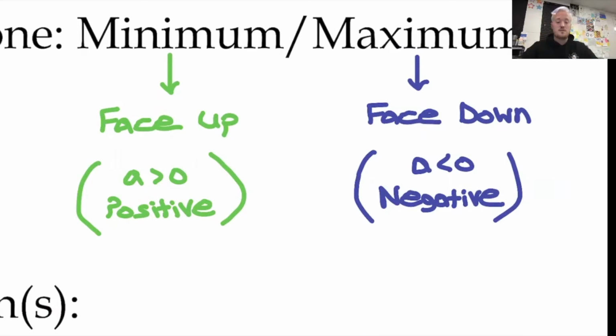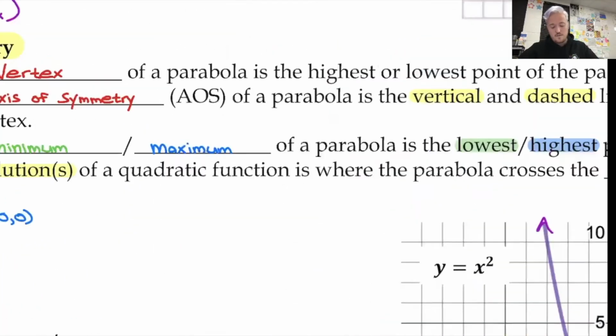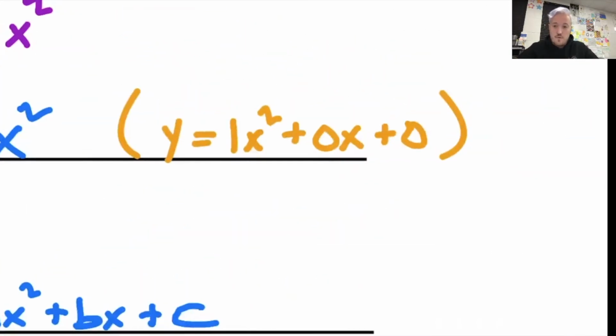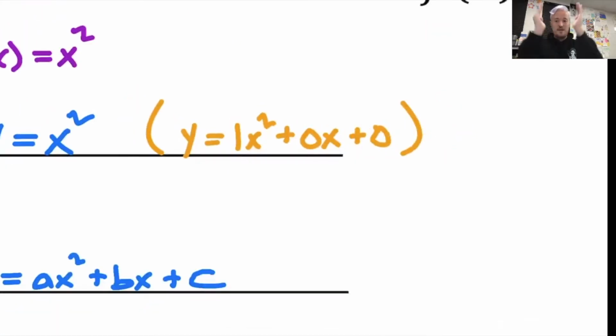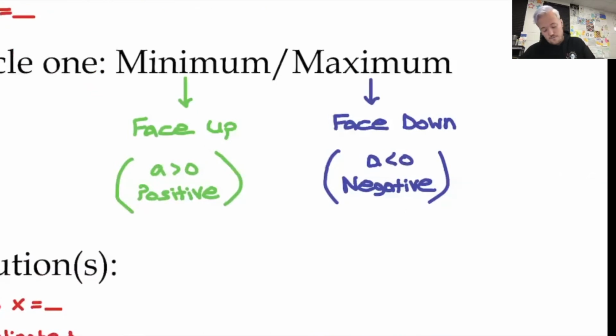So in this case, looking at the parent function, I'm going to refer back up to the top right here. See how we have an a value of 1 right here? It's a positive 1, which means it's going to face up. And because it faces up, that means we have a minimum. It means at the bottom. So right here, if you're on paper, you can circle, or if you're on your iPad or some digital tablet, then you can highlight. Either one is acceptable.